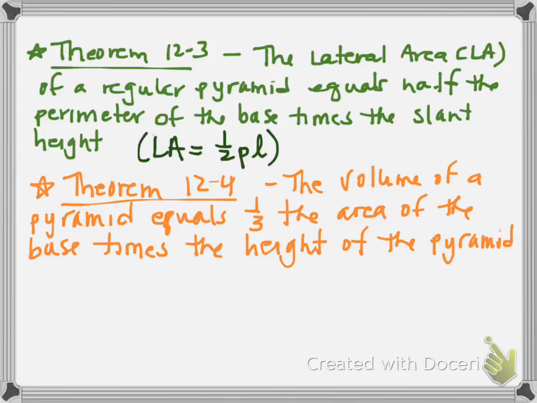Okay, so the hard part here is we've got two sets of formulas and you have to keep them straight. This one is V equals 1/3 the area of whatever that base is times the height of the pyramid. Capital H is always talking about the height of the whole shape, for both of them.